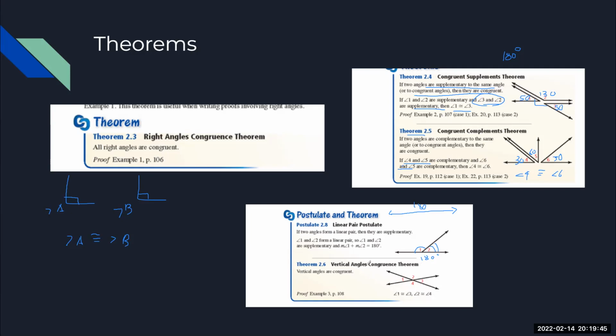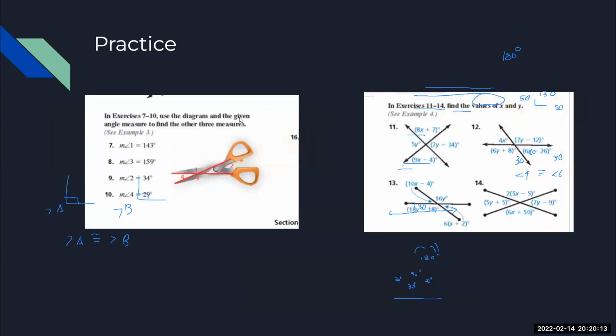Theorem 2.6, vertical angles congruence theorem. Vertical angles are congruent. For example, angle 1 is congruent to angle 3, angle 2 is congruent to angle 4. This basically just means that vertical angles are congruent, which means that if angle 2 is 30 degrees, that makes angle 4 30 degrees. And if angle 1 is 20 degrees, let's say, angle 3 is 20 degrees. Next slide.